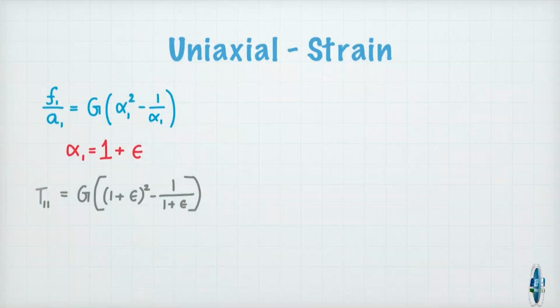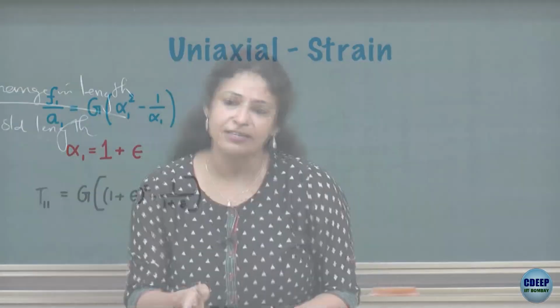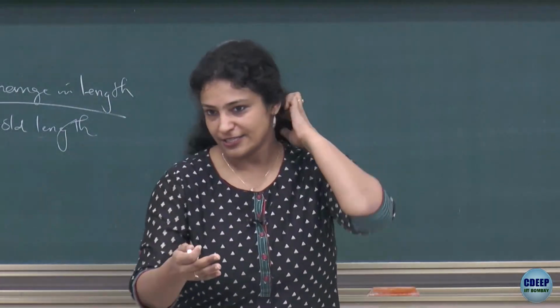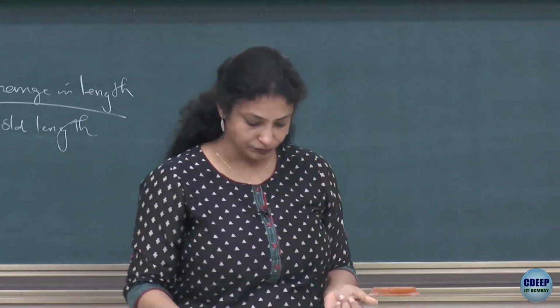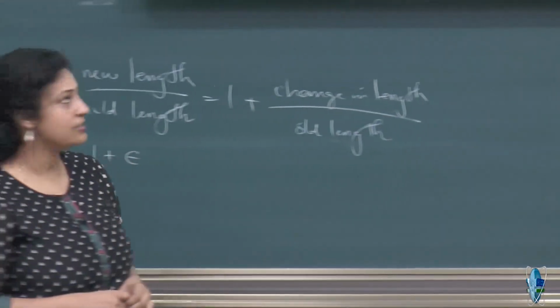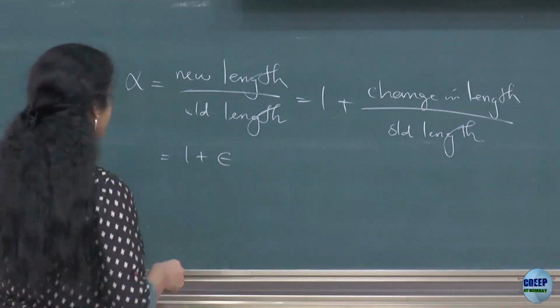If you make that substitution, replace alpha 1 by 1 plus epsilon, you will get this expression where T11 is equal to G times (1 plus epsilon) square minus 1 by (1 plus epsilon). And we are used to seeing relationships which are linear in epsilon. Like when we define the Young's modulus, it's the extensional stress divided by the extensional strain. Right? So, to linearize this expression, we will take the limit of epsilon tending to 0.